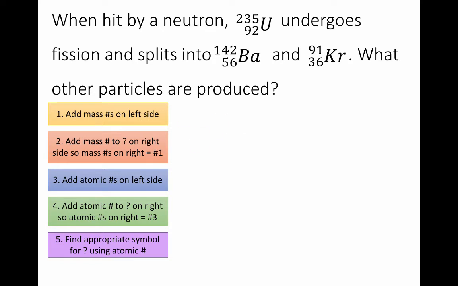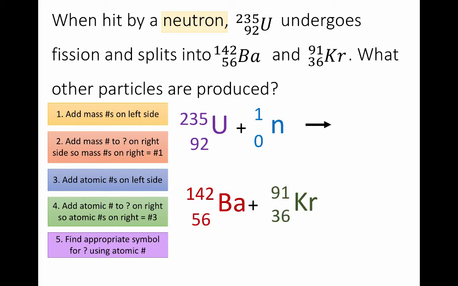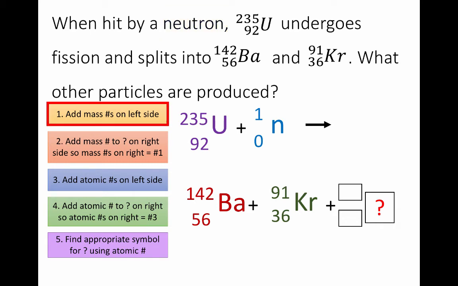When hit by a neutron, uranium-235, so here's uranium-235 being hit by a neutron, so here's our neutron. That's the left side of the equation. On the right side of the equation, our products, we're going to have barium-142 and krypton-91. Those are what's given to us, plus something. We don't know what. Or maybe it's nothing. Maybe these things all add up to be nice and balanced. Let's figure that out. So we start out the same way we always start out. Let's add the mass numbers on the left side, which here is the top because I have a very small screen. Okay, 235 plus 1 is 236.